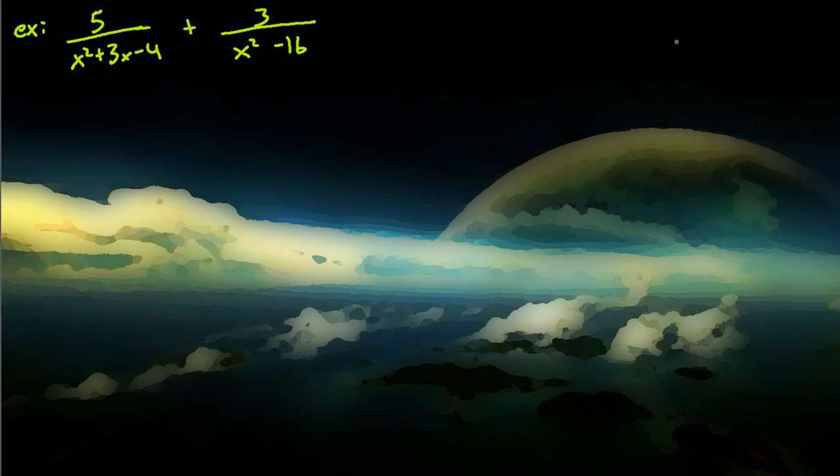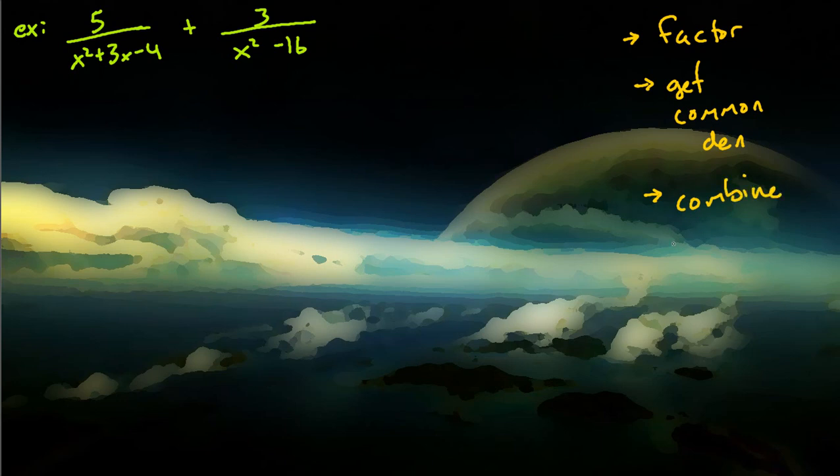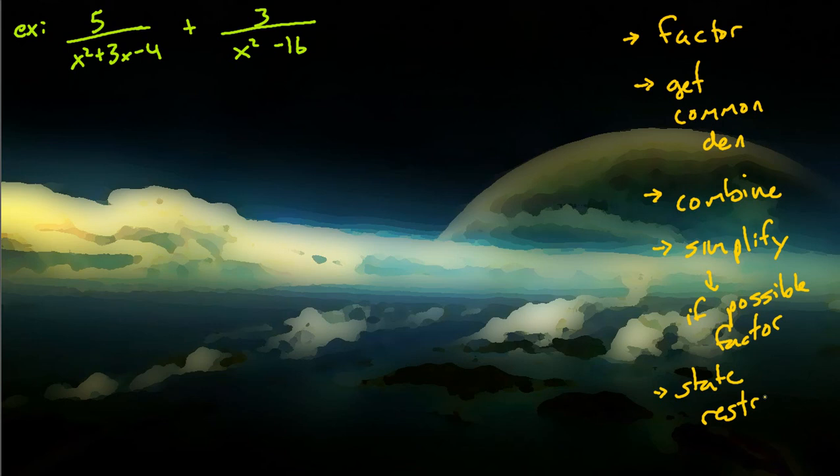Okay, so here are our steps. First, we're going to factor. Then we are going to get our common denominator. Then we are going to combine. And then we're going to simplify. And if possible, factor again. And finally, state any restrictions. That's what we need to do. Okay, so let's go through it.